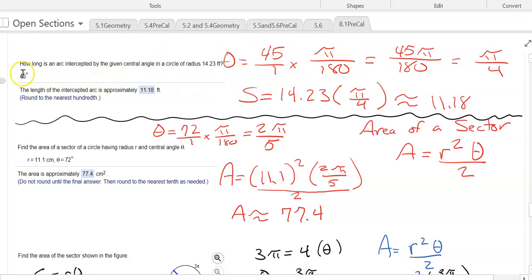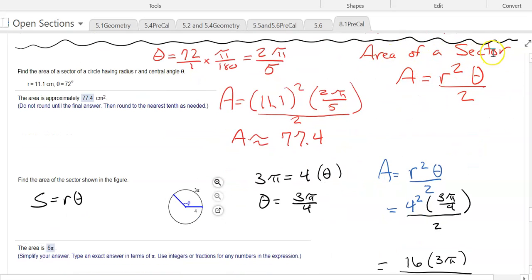And then here, once again, we have to change our given 45 degrees. We have to change that to radians. As we see, we get pi over 4. That's what we're going to be using in our equation for theta. We're given our radius. Put that into your calculator and round correctly.